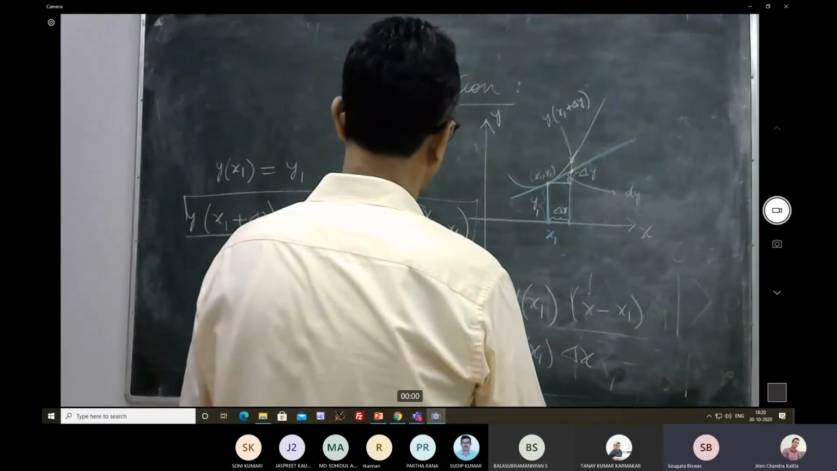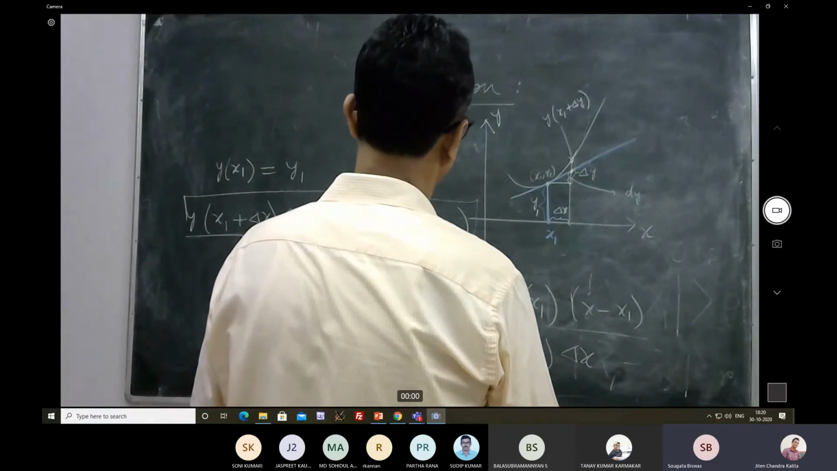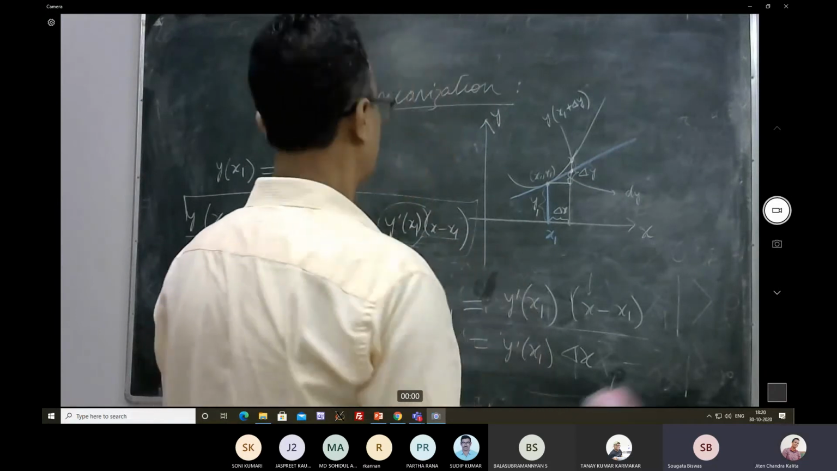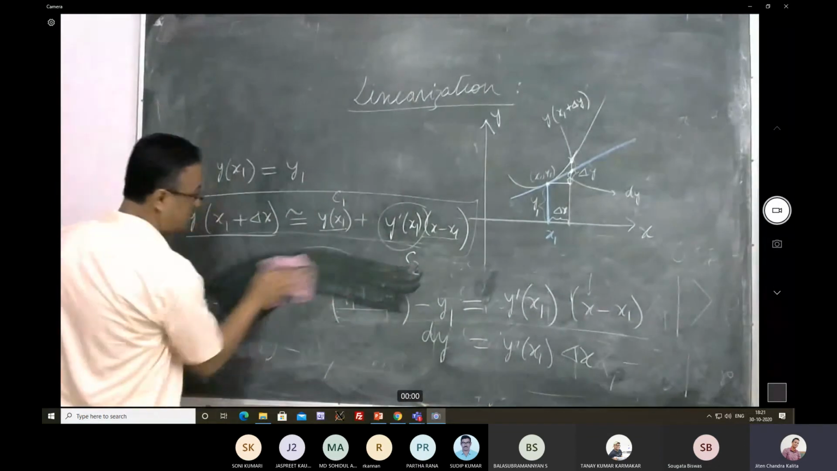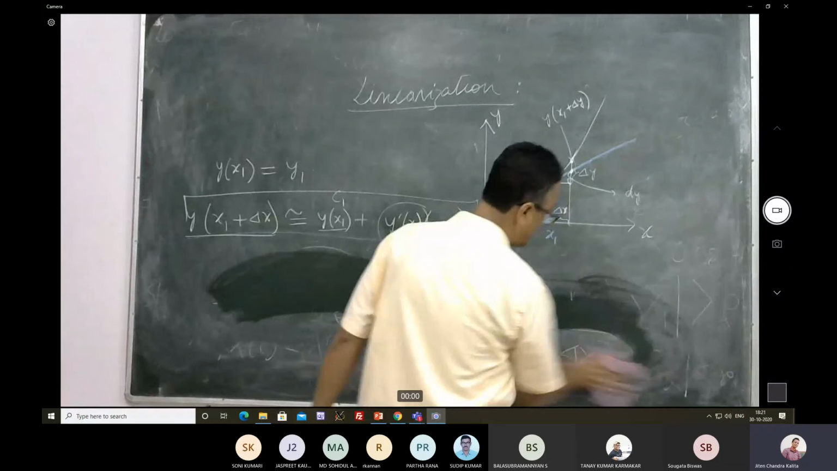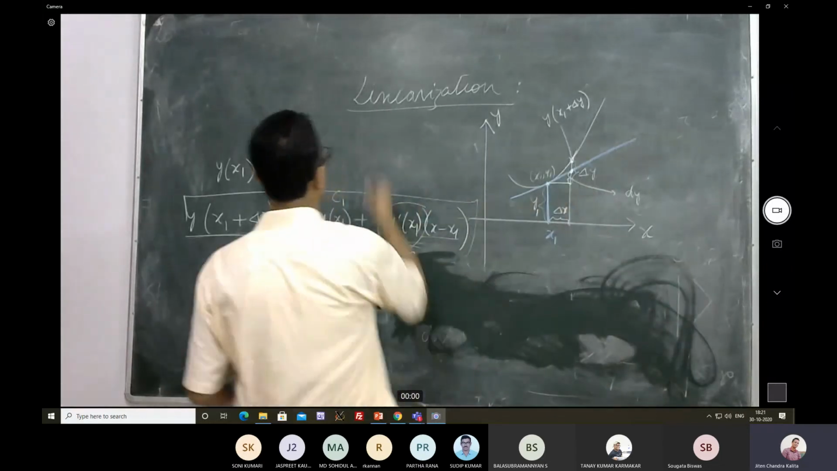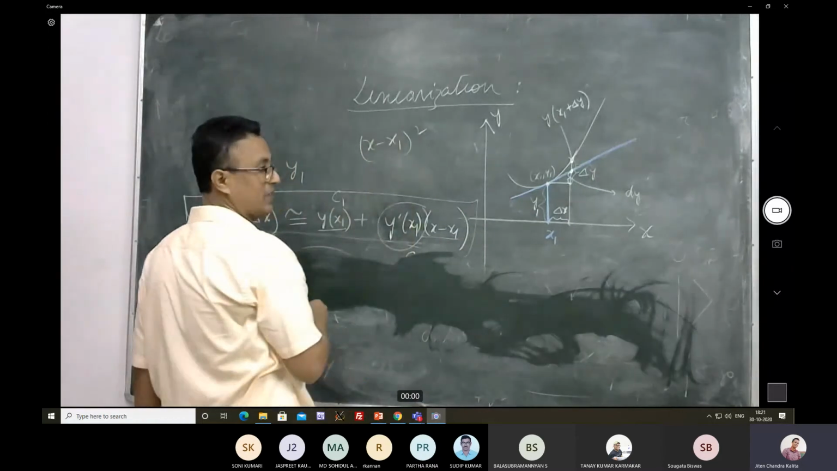So can we do Taylor series expansion and truncate the third term onwards? In that way also we can do linearization, right? If you truncate it after the first derivative, it is nothing but linearization, because from the second derivative onwards, you are going to have a non-linear term. You are going to have an (x minus x1) squared term, isn't it?